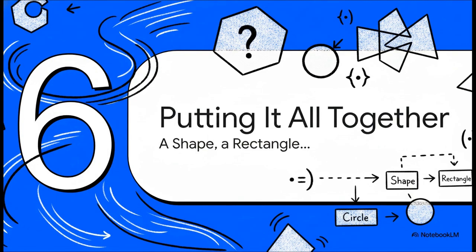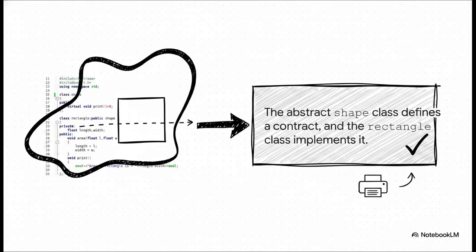All right, time to bring it all home. Let's see all these ideas, virtual functions, pure virtuals, and abstract classes, all working together in one complete program. So here we go, we're defining our contract. The shape class has a pure virtual function called print. This is what makes shape an abstract class. You can't just make a shape object. It only exists to say, hey, anything that wants to call itself a shape has to know how to print itself.